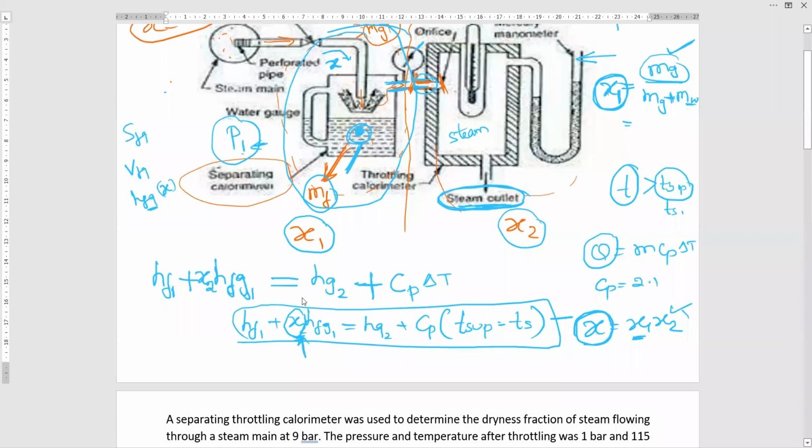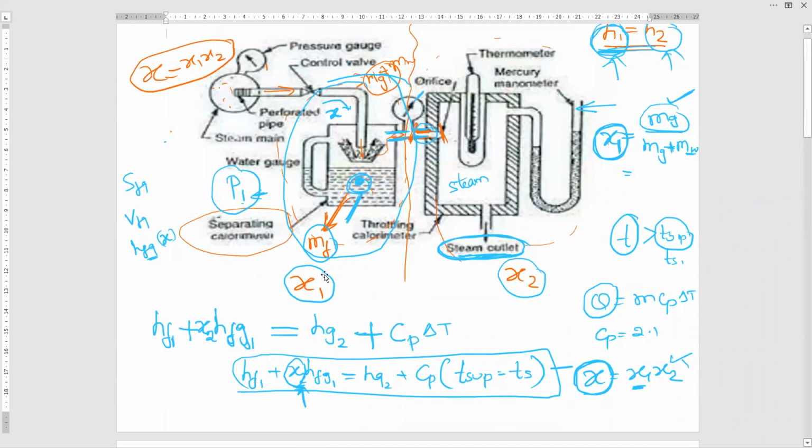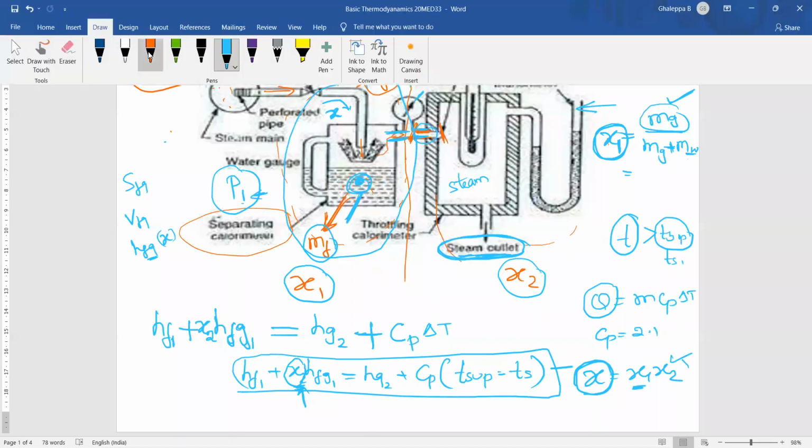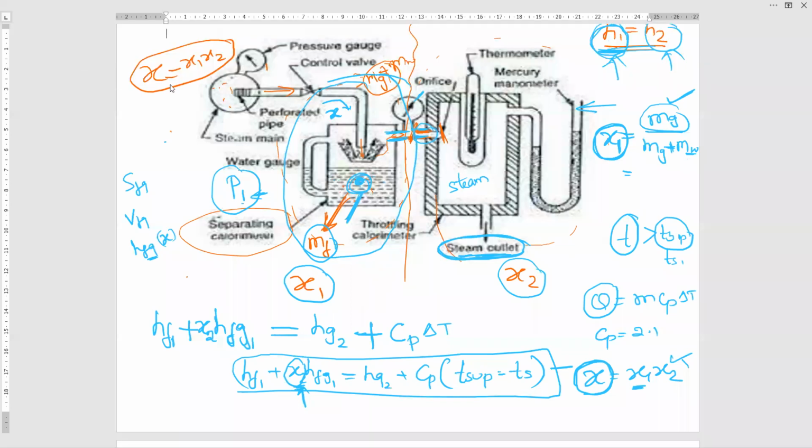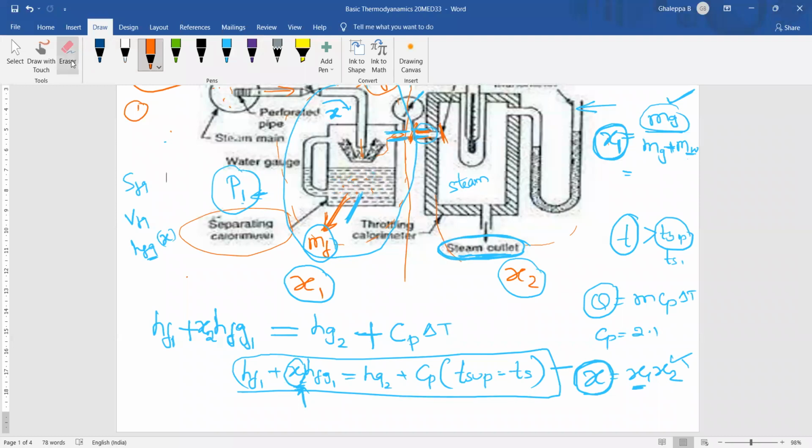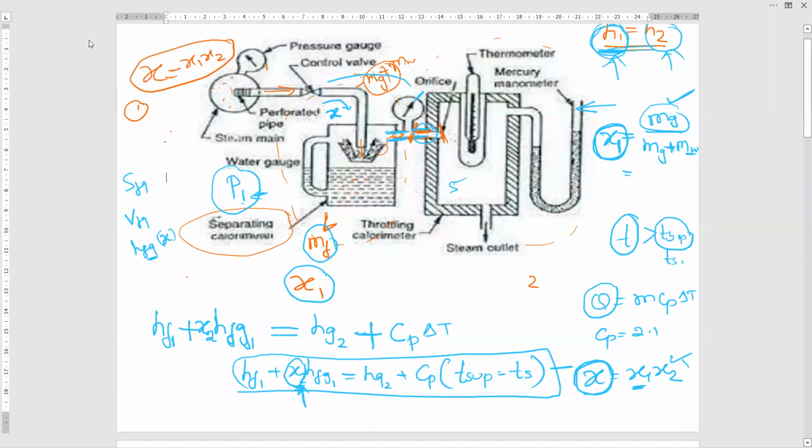Understood? This is how the separating calorimeter works, and we need to write the formula for X1 and X2. Once again, I will write this formula. How to calculate? Please remember. The first point you need to remember is that the entire experimental work will be divided into two parts. One is the separating calorimeter, the second part is the throttling calorimeter. Let me remove all this so that it will be easy for you to understand. I will erase all these things. Give me only 2 minutes of time. I will write once again.